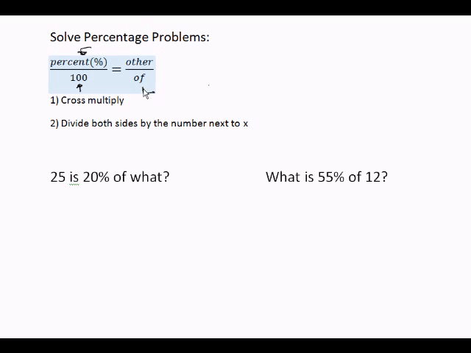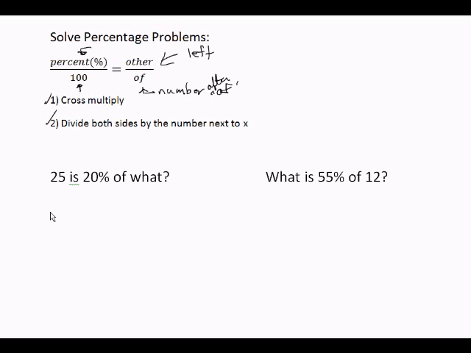Now, in the bottom of the second fraction, it's the number after the word of. The number after the word of goes into the bottom, and then whatever's left over, that's the number that goes in the top of the second fraction. Once we have it in that form, we're going to cross multiply and divide both sides by the number next to x. So let's try it out.